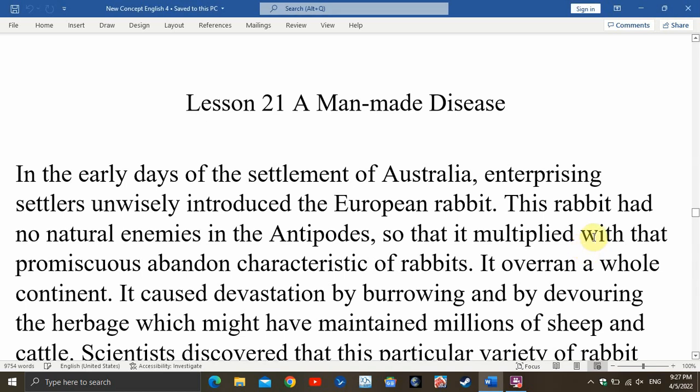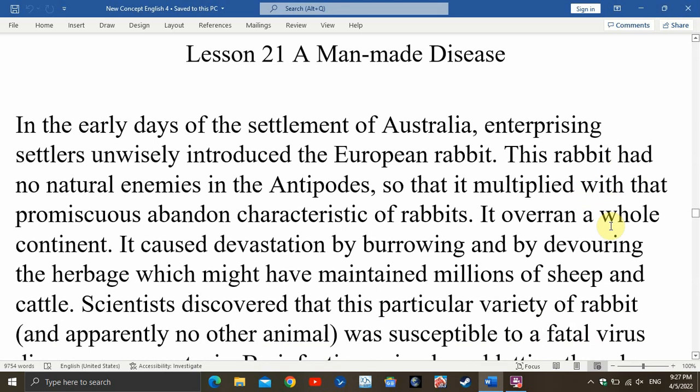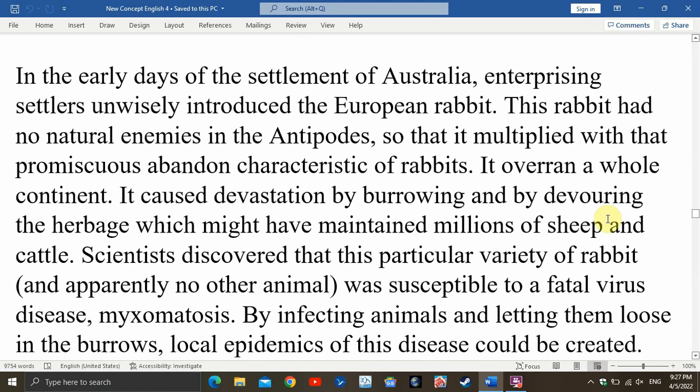大家好，现在我们讲新概念英语第四册的第21课。A man-made disease. In the early days of the settlement of Australia, enterprising settlers unwisely introduced the European rabbit.